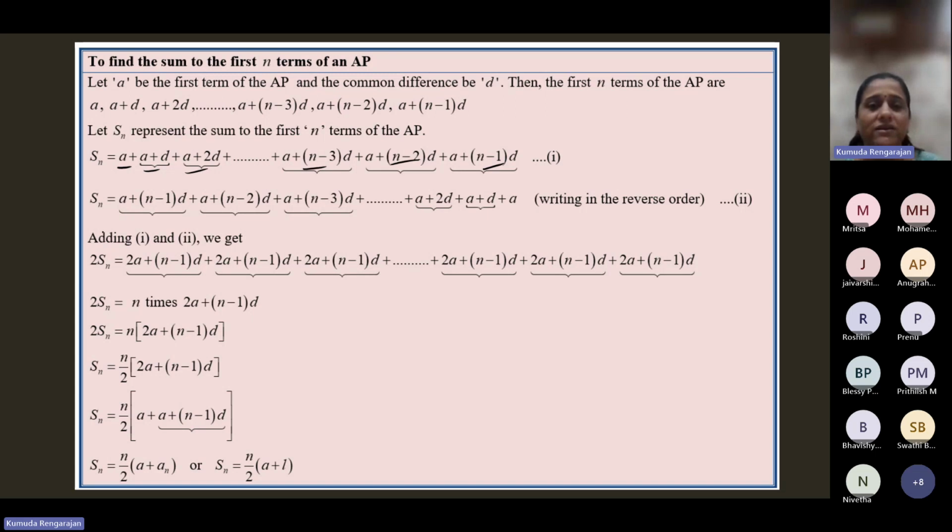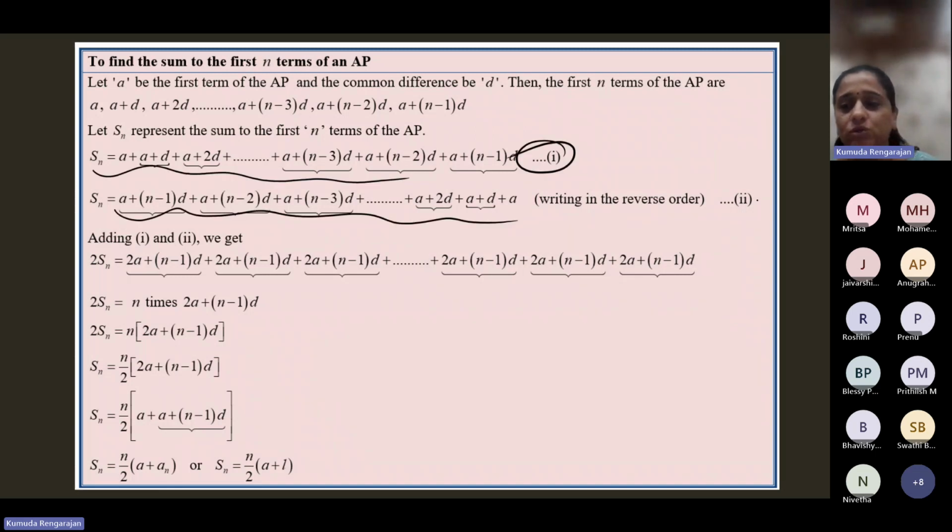Write Sn once again by adding the terms in the reverse order. So writing this first, then this one, then this one, then this one, this one, this one. Connect the terms with a plus sign because we are finding the sum. Don't put a comma. Okay, so this is the next thing. I've called this one equation 1 and this one equation 2. Okay, add equation 1 and 2.